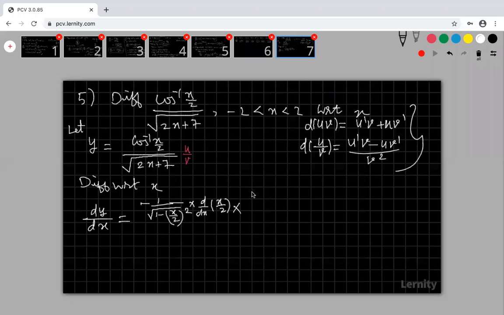Into v. What is my v actually? Root over 2x plus 7. So please try to understand, this entire thing is my u dash into v. U dash into v, minus, my formula is minus u v dash. What is u? Cos inverse of x by 2, into differentiation of root of 2x plus 7.